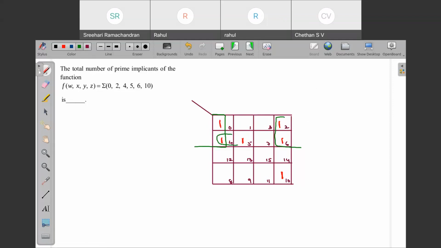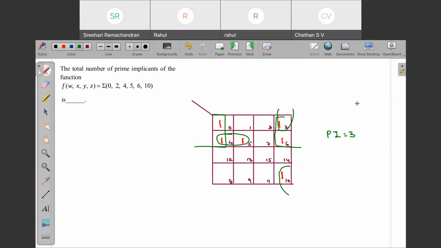So this is one group of 2 I can make. Any other group of 2 I can make? Yes, one more group of 2 I can make like this. Okay. So any other group that I can make? No, I cannot make. So the number of prime implicants are how many? 3. So why did you say 4? Where are you getting 4? How are you getting 4 over here?